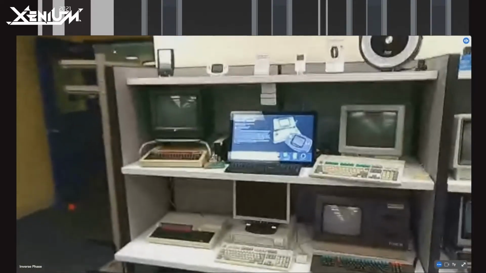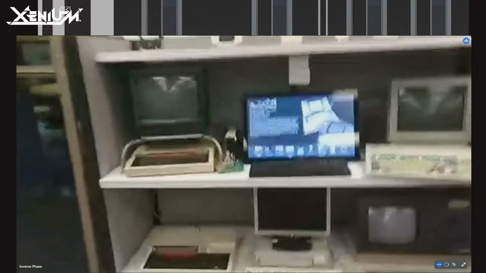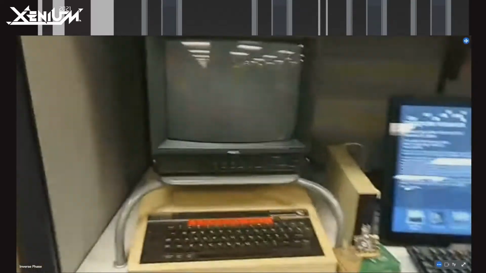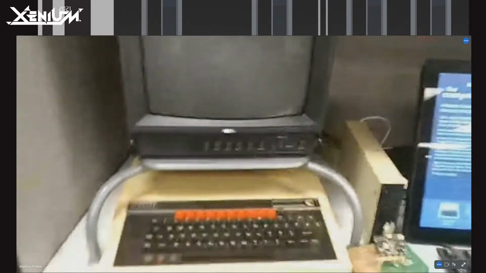The only things I didn't really show you is we have a tribute to Acorn. If anyone from the UK is watching, yes, we have a BBC Micro. Yes, it works.